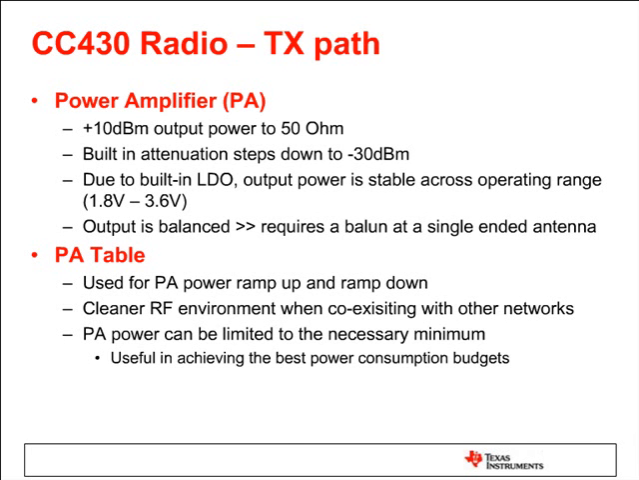The PA table, I think, is nice because it ramps up the power slowly and then it ramps it back down slowly. Because if you just go from 0 power to full power, you actually create some emissions on the side in adjacent bands, which the different regulatory groups will come in and kind of get you for. So this power table gives you intermediate values to step up to your maximum output power, which of course you can set. So if you only have to go 10 feet, you don't have to blast 10 dBm, and then it'll ramp that back down.